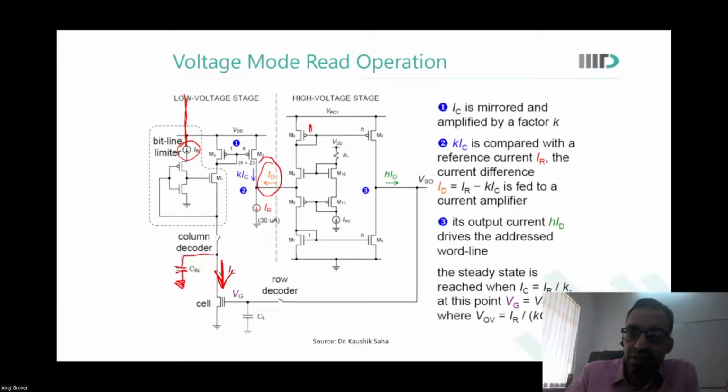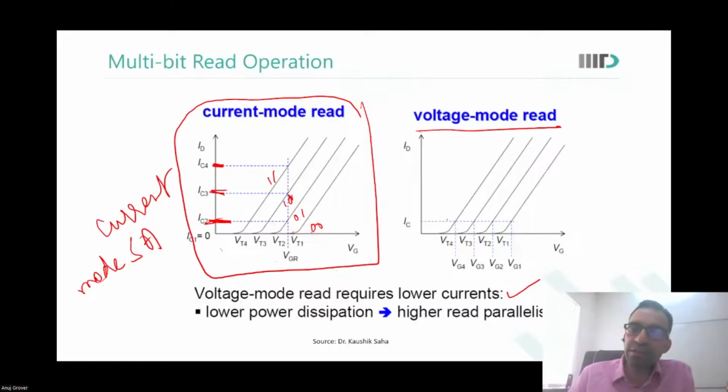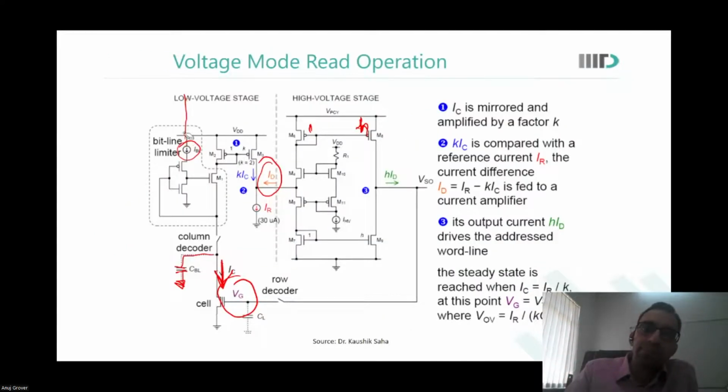You see, here there is 1, it is H over here. So this is amplified H times over here. And when the steady state is reached, we simply measure the VG. VG at this point tells me what is the voltage at which that kind of current is being discharged from my bit line. So I will be able to estimate whether it is VT4, VT3, VT2, or VT1. Questions?